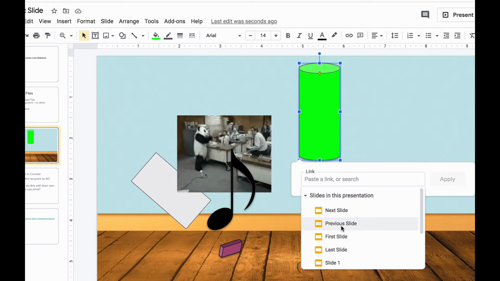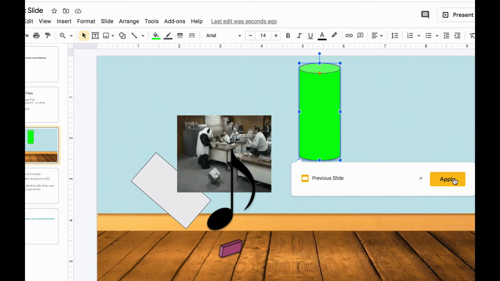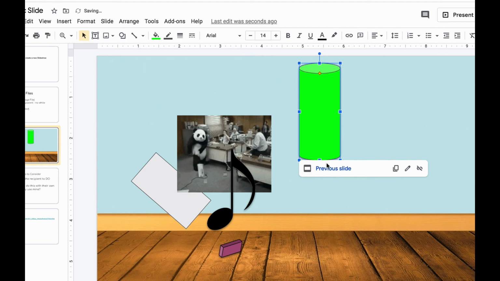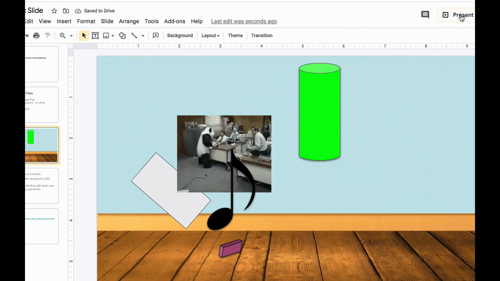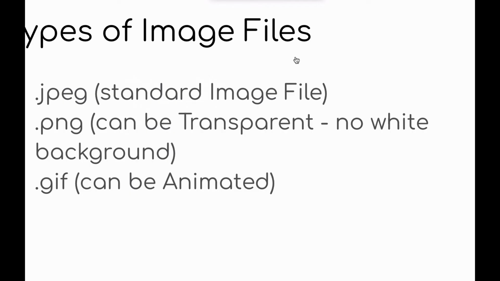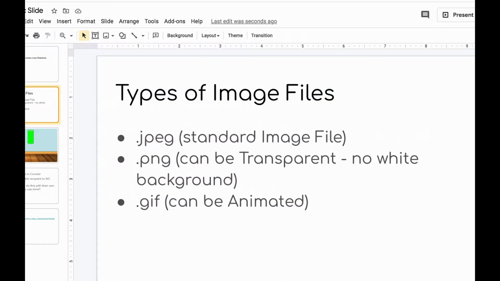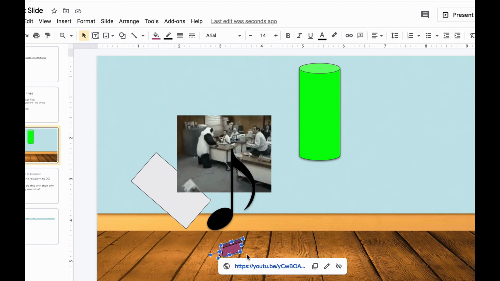So let's just link this to the previous slide, let's say hypothetically. Now you can see it says previous slide. Now if I go into present mode, when the viewer clicks on that, it's gonna keep them inside of the slideshow and just take them to the previous slide. So that only works if you're linking to other slides in the same slideshow. Anytime you're linking to something external, that link is just gonna take them outside of the slideshow to view it.